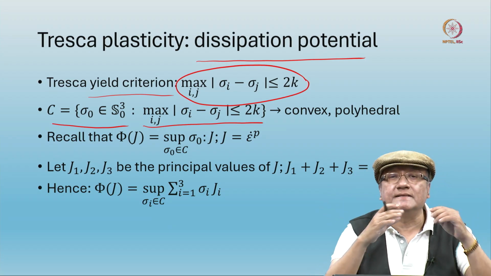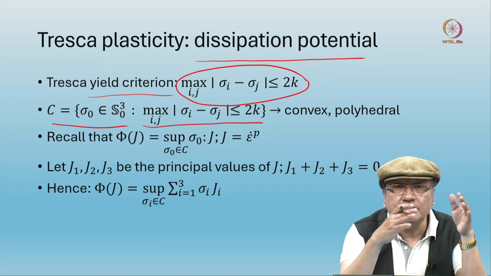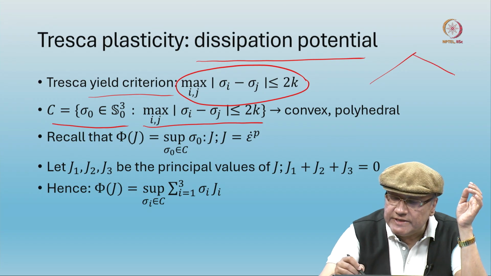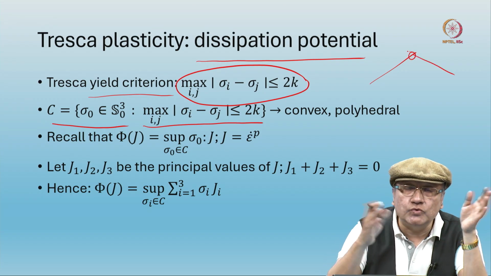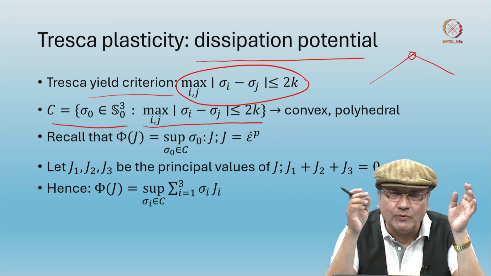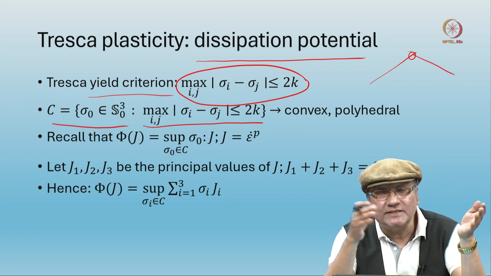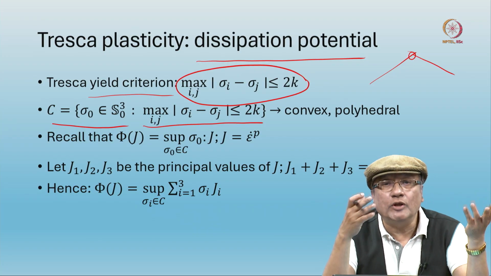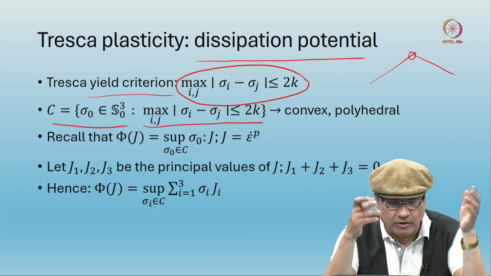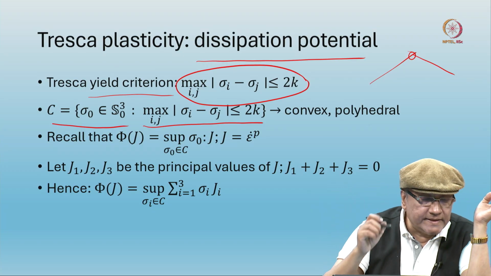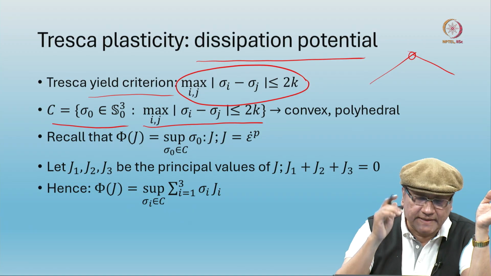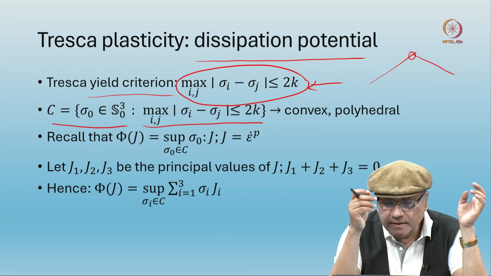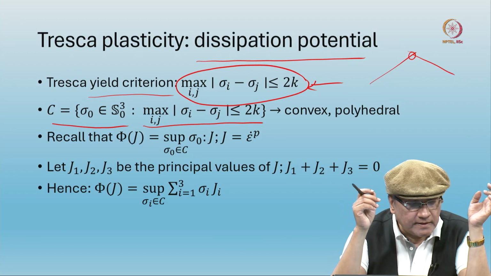When such surfaces meet each other, they must meet at a ridge, one surface meeting another at a ridge, which in 2D is like a corner. So one expects automatically such a hexagonal structure coming up in 2D, or a polyhedral structure coming up in 3D or in higher dimensions. This is the reason why, in Tresca plasticity, based on the very definition of the yield criterion, we get this polyhedral nature of the set C.